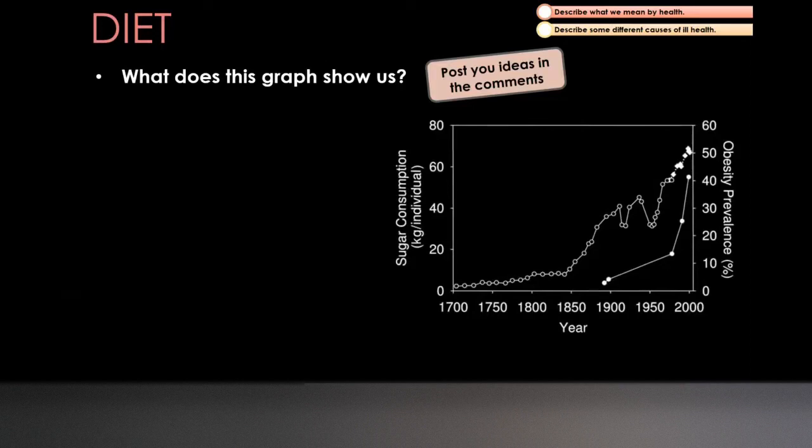We've got a bit of a graph here, and cancer is, generally speaking, not a communicable disease. That is correct. I want you to see if you can post in the comments for me: what do you reckon this graph is showing us? It's one of those graphs that's got two y-axes. On the left-hand y-axis, we've got the kilograms per individual of sugar being consumed. And on the right-hand side, we've got the prevalence of obesity, so the percentage of people who are obese. I want you to tell me what you can discern from this graph.